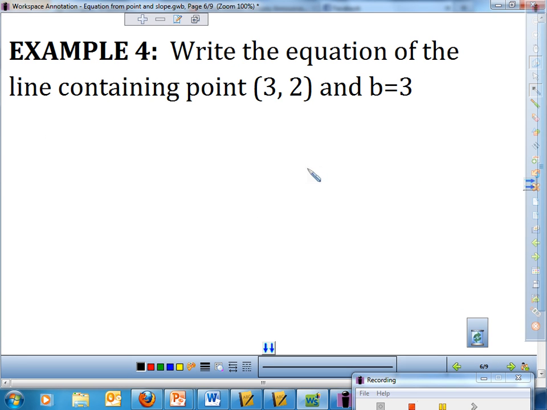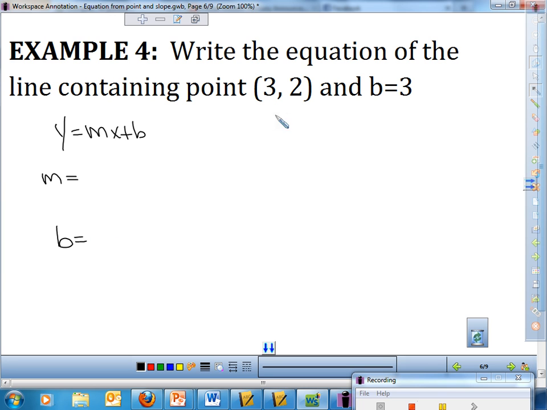Alright, now we're going to do an example that's a little bit different. It says, write the equation of a line containing the point 3, 2, and b equals 3. So again, let's write out what our equation is going to look like. We know it's going to look like y equals mx plus b. And we know that we need two things in order to write it, what m is and what b is.